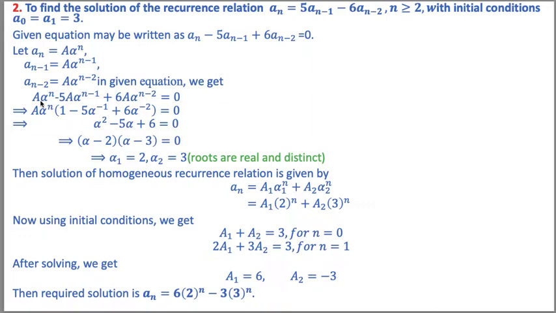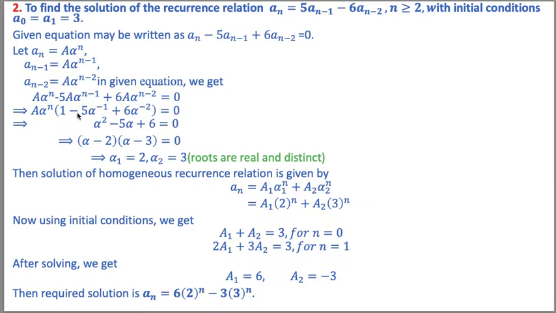If we take a alpha^n common in these terms, here we are left with 1, minus 5, a alpha^n is common, so we are left with alpha raised to power minus 1. Here a alpha^n is common, so we are left with 6 alpha raised to power minus 2 equal to 0. But a alpha^n cannot be 0. Therefore 1 minus 5 alpha inverse plus 6 alpha raised to power minus 2 is equal to 0.